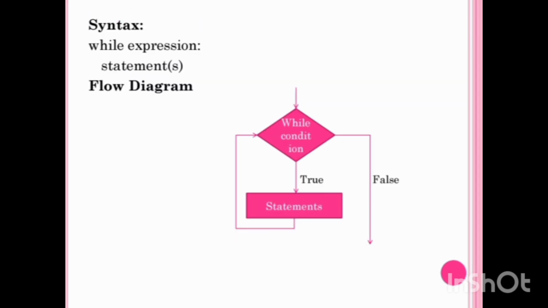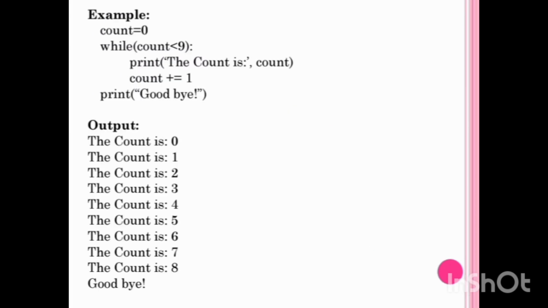First one, while loop. With the while loop, we can execute a set of statements as long as a condition is true. See the syntax: while expression statements. In the block diagram, while the condition is true, the block of statement is executed. If the while condition is false, it comes out of the loop. See the example: count equal to 0, while count less than 9, the statement, then count plus equal to 1. Out of the loop, the statement is goodbye.